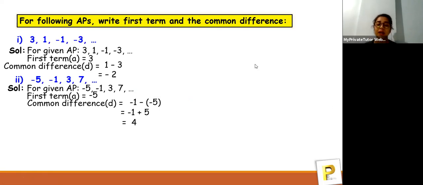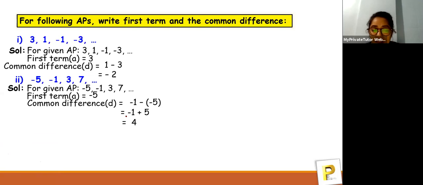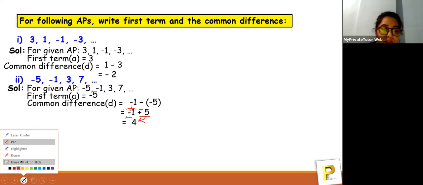So yes, you have to look out for the signs in the question, because it is minus 1 and plus 5. You might be thinking that minus 4 is the answer, but no, you have to put the sign of the number which is greater. 5 is the greater number out of the two, so you'll be putting the plus sign. If this was minus and this was plus, then your answer would have been minus 4. Getting it? So this is how you find the common difference.